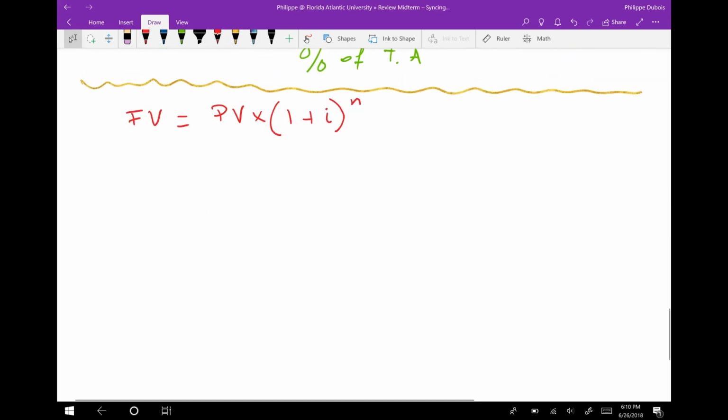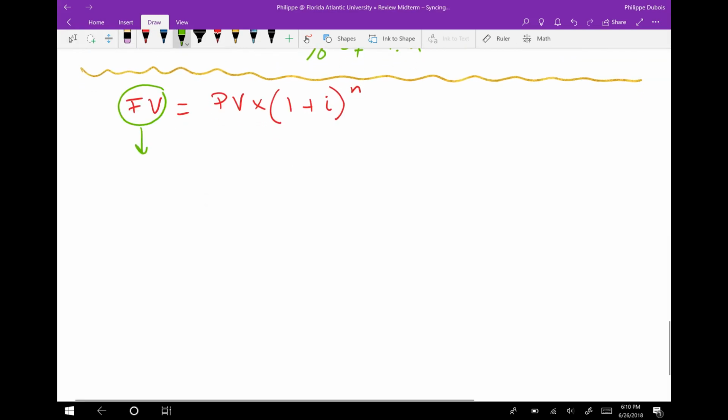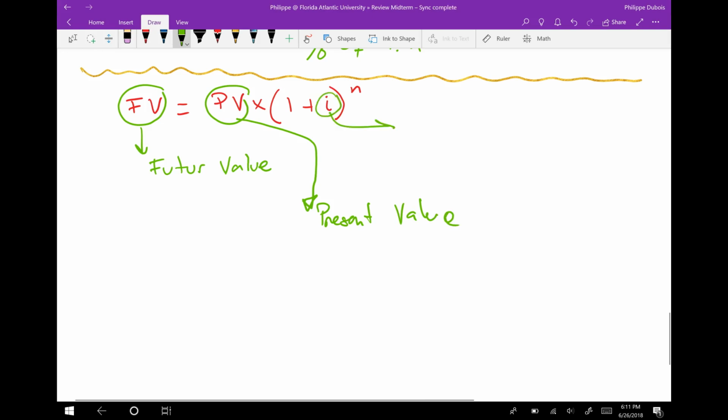Let's define each term to make sure everybody's on the same page. Your FV stands for future value. Your PV stands for present value. Your I stands for interest, and your N stands for number of period. I say number of period as opposed to number of years because it could be years, months, or weeks, whatever the term is for the example given to you.